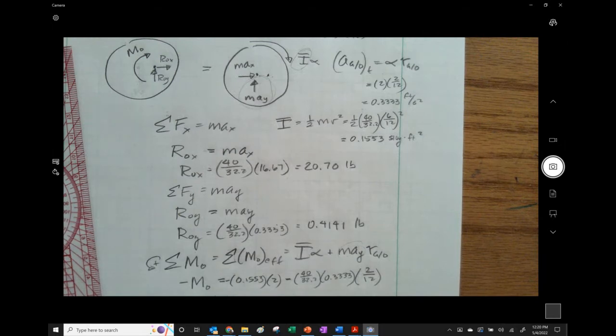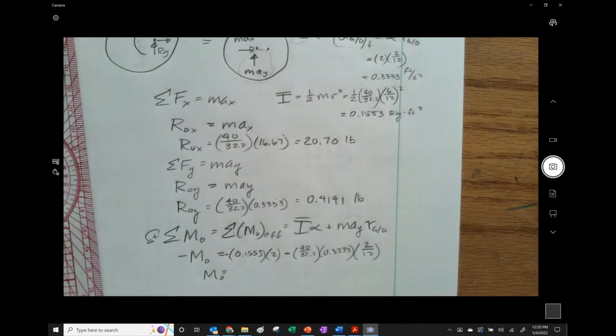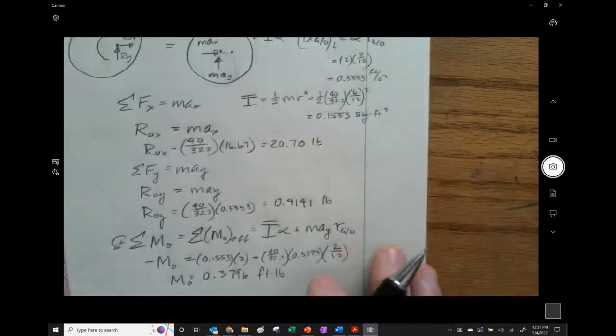So M_O should be, if I did that right, 2 times 0.1553 plus 40 over 32.2 times 0.3333 times 2 over 12. Add them together, and I get, oh no, I get the same thing. Okay, so 0.3796 foot pounds, or pound foot, whatever you want to call it. And I believe that's the answer. Okay, are there any questions on that?